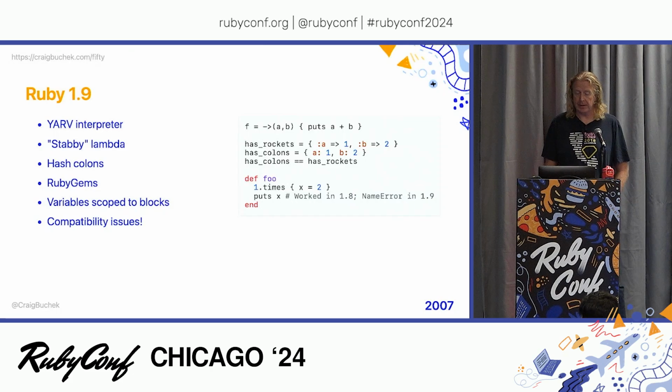2007, Ruby 1.9 came out. This was 3 years after Ruby 1.8, the longest between major releases. It included YARV, yet another Ruby VM, which is faster. Stabby lambdas, a nice little shorthand. Hash colons. Before this, you had to use hash rockets, which is the equals greater than. And there was even a company, I think it still exists today, called HashRocket, a Ruby company.